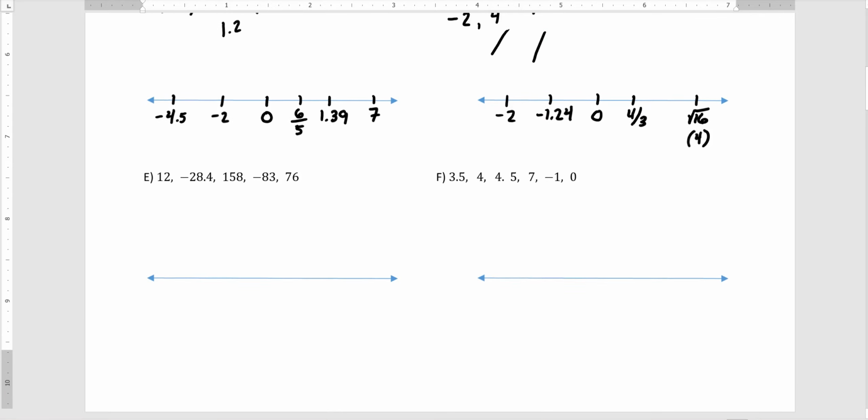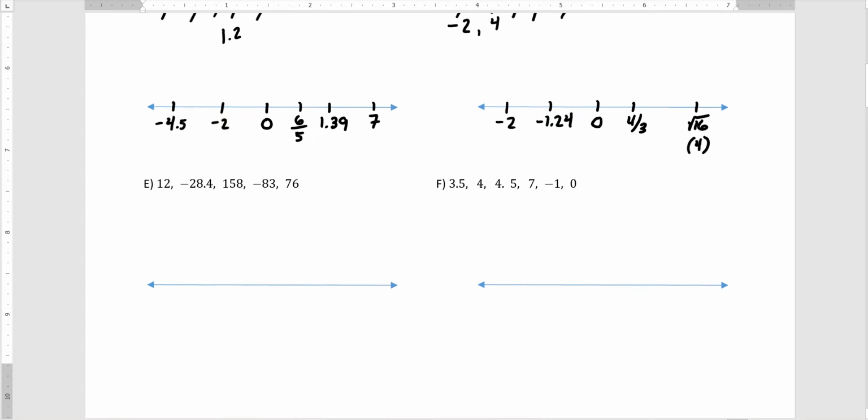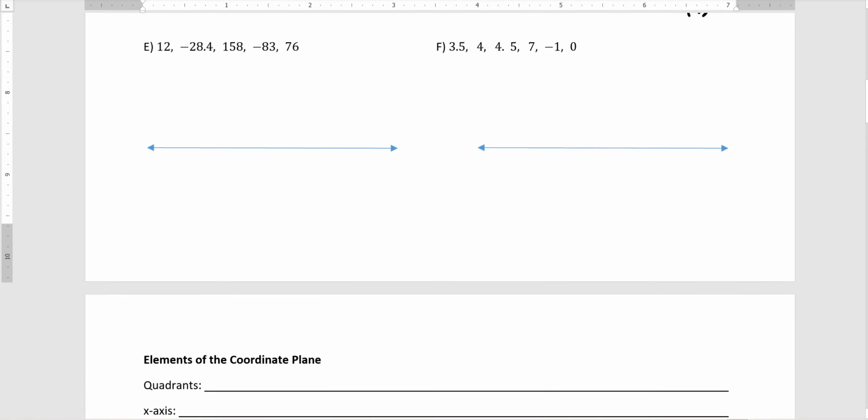We're getting some bigger numbers here. Oh boy. Now, looking at letter E, we have 12, negative 28.4, 158, negative 83, and 76. Even as these numbers get bigger, the idea of the number line stays the same, right? We're putting our most negative on the left and our most positive on the right. So I'd have negative 83 furthest on the left. I would have negative 28.4 between negative 83 and 0. Then I'd have 12, then 76, and then 158.